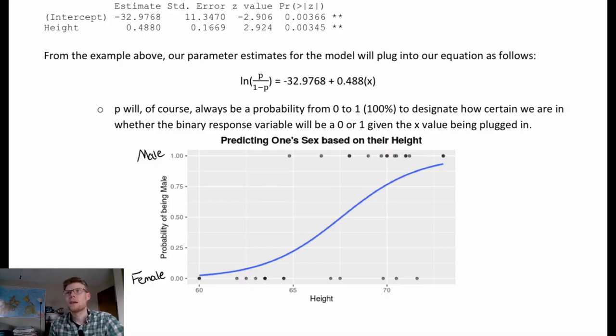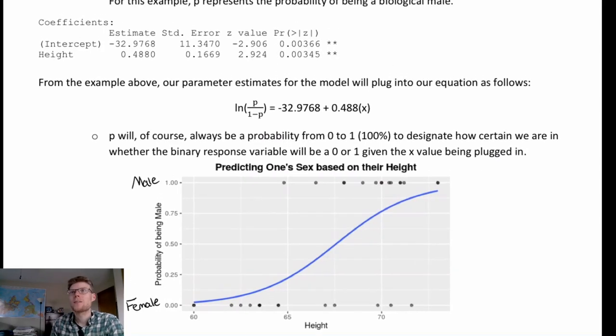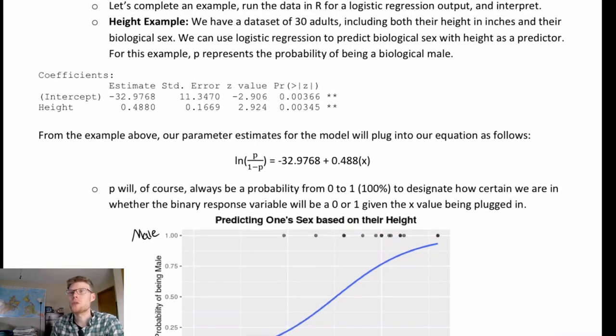All right, so we fit this data, and we used R to do that for us and to produce a model. And we found that this model has an intercept of negative 32.97, and it has a coefficient on height of 0.4880. So that means that if I were to transfer this into the model, I would predict the log odds of somebody being biologically male is represented by this equation, where their height would be plugged in here, and we'd use this to get an estimate of the log odds of that value.